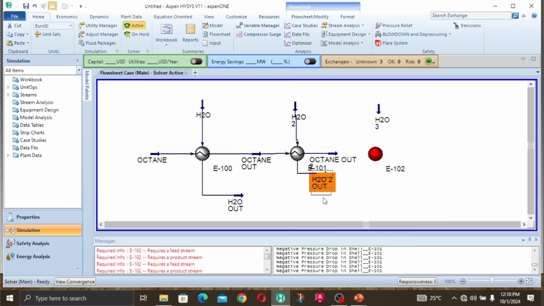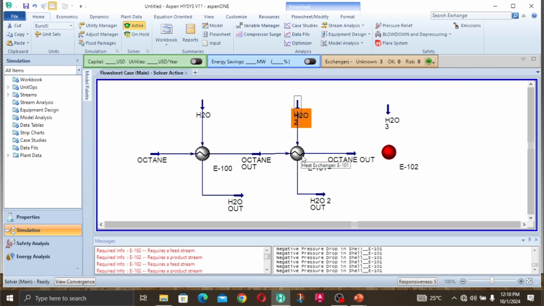Just space this out. Pull this up. Pull this away. And it's perfect. So with that, we have successfully operated our second heat exchanger. We have a heat exchanger train of 2 heat exchangers, but we desire 3, a train having 3 heat exchangers. So let's connect the third one.